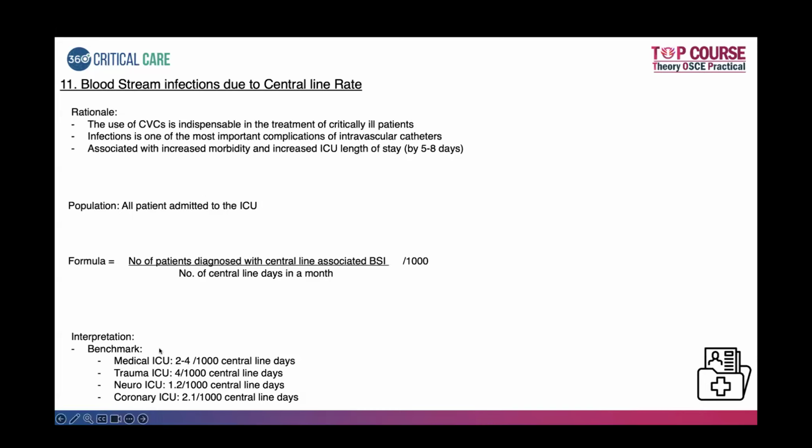The benchmark is similar for medical ICU, around 2 to 4. For VAP, it was 2.5. Trauma ICU, it is 4. Neuro ICU, it is 1.2. And coronary ICU, it is 2.1. So if it is possible, please remember the numbers, but at least for the medical ICU, try to remember it, because it is the area where most of us work.